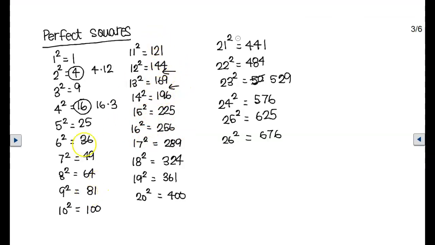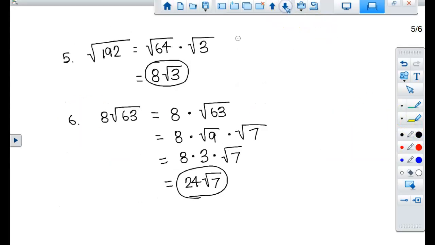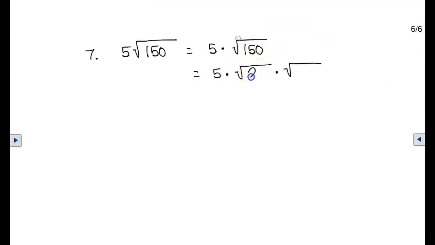So I want to work my way up and find the biggest number that 150 will divide by. 150 won't divide by 144 or 121 or 100 or 81 or 64 or 49 or 36, but I know 150 will divide by 25. So that's the number I need to use. So going back over here to my problem, I'm going to take the square root of 150 and break that down into the square root of 25 times the square root of 6. 25 times 6 will get me 150.